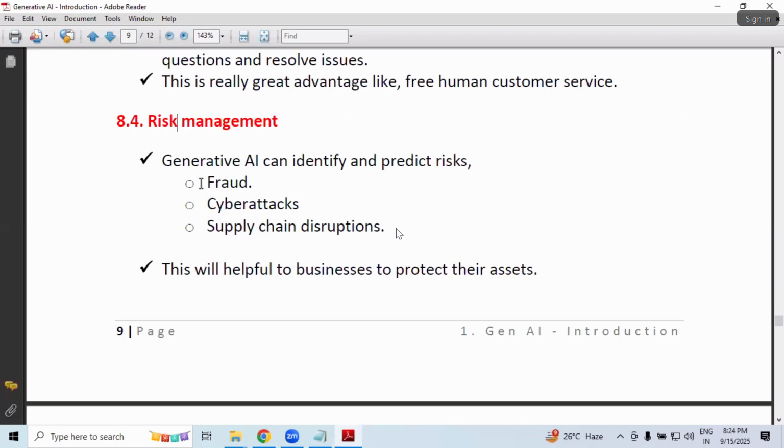Risk management, some kind of documents required, fraud checking and cyber attacks, supply chain disruption. Supply chain disruption is seriously important, sir. Supply chain is a big domain. Best example, let us take the Samsung company. Suddenly, because of hype, the stocks go down. Do you know stock marketing?